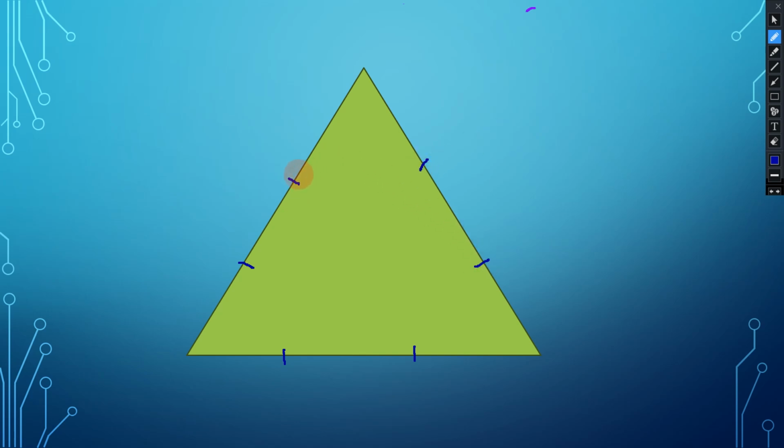Now we will join, okay, this is not at the same height. Erase it. Now we will join these lines to create equilateral triangles inside this bigger equilateral triangle.